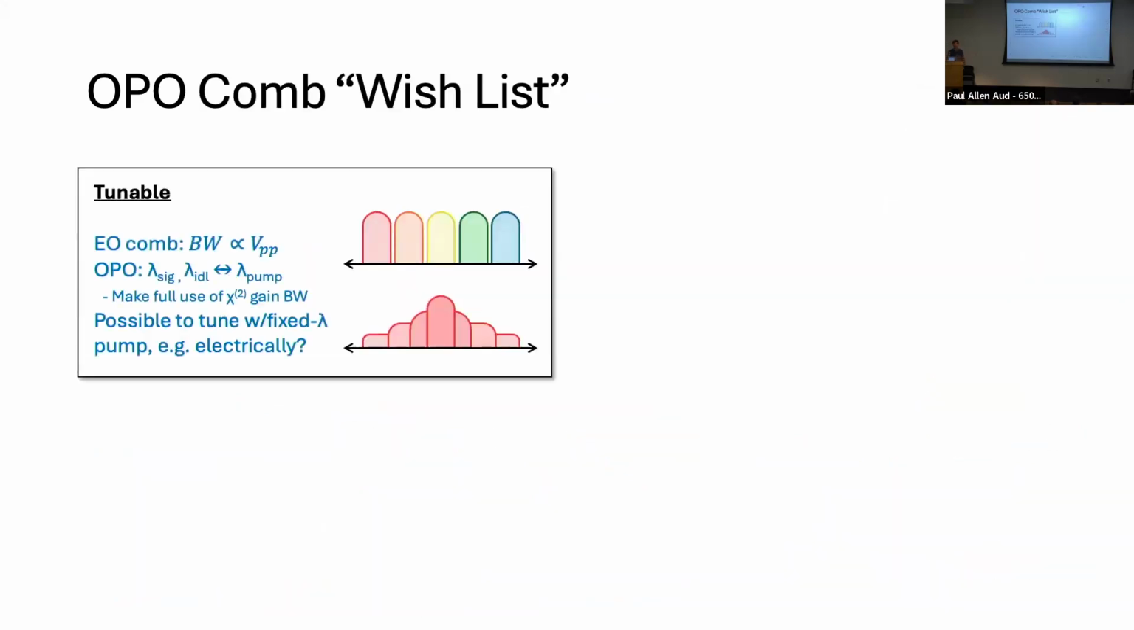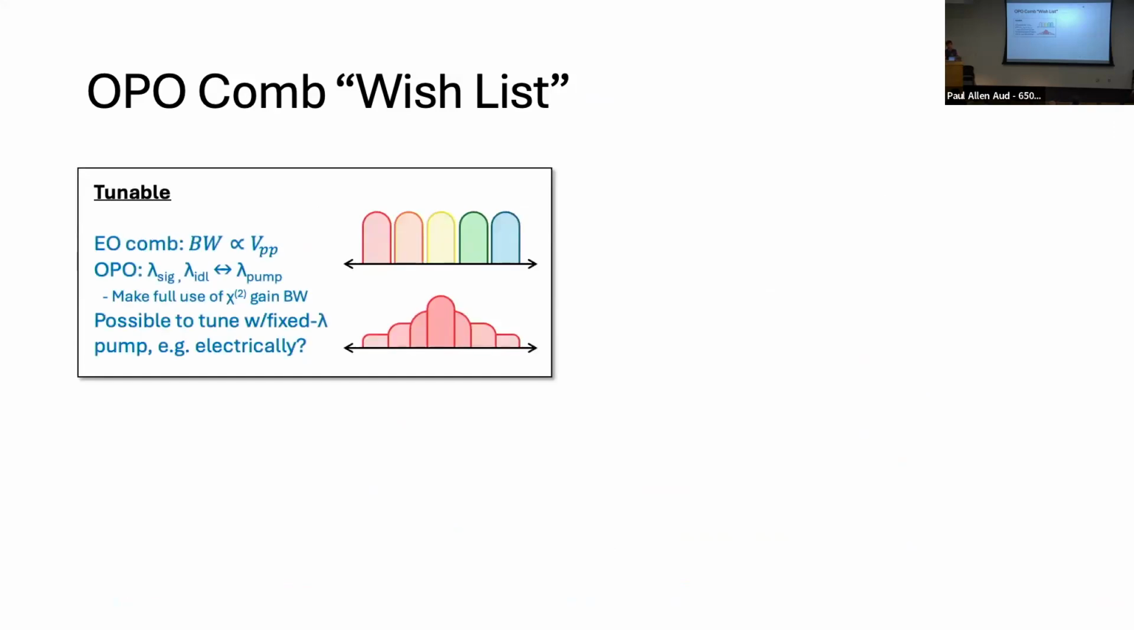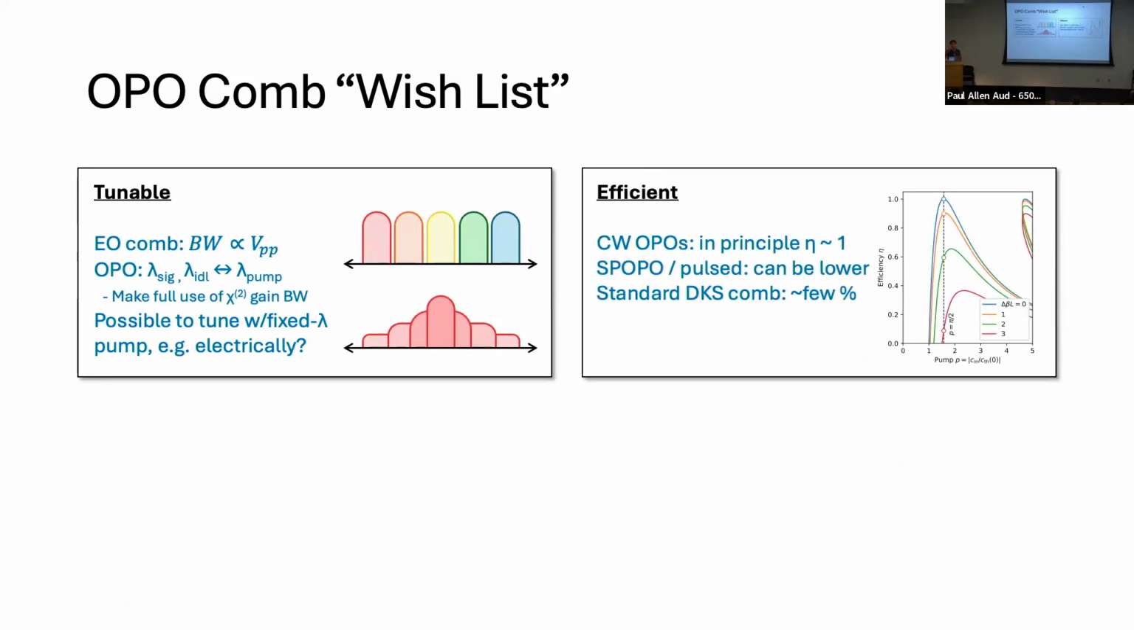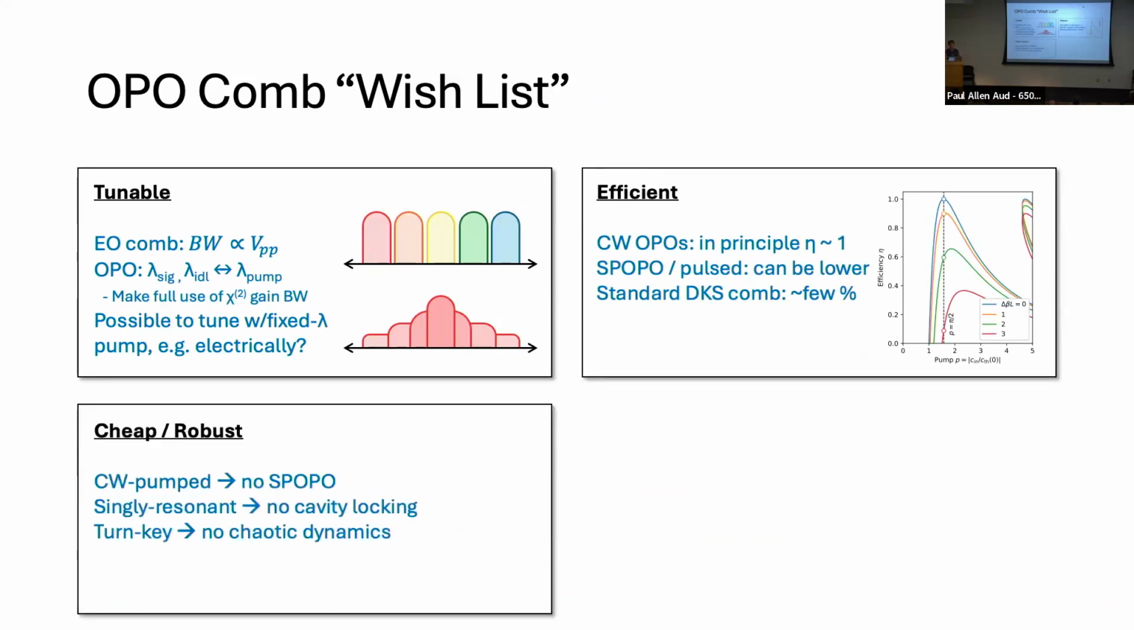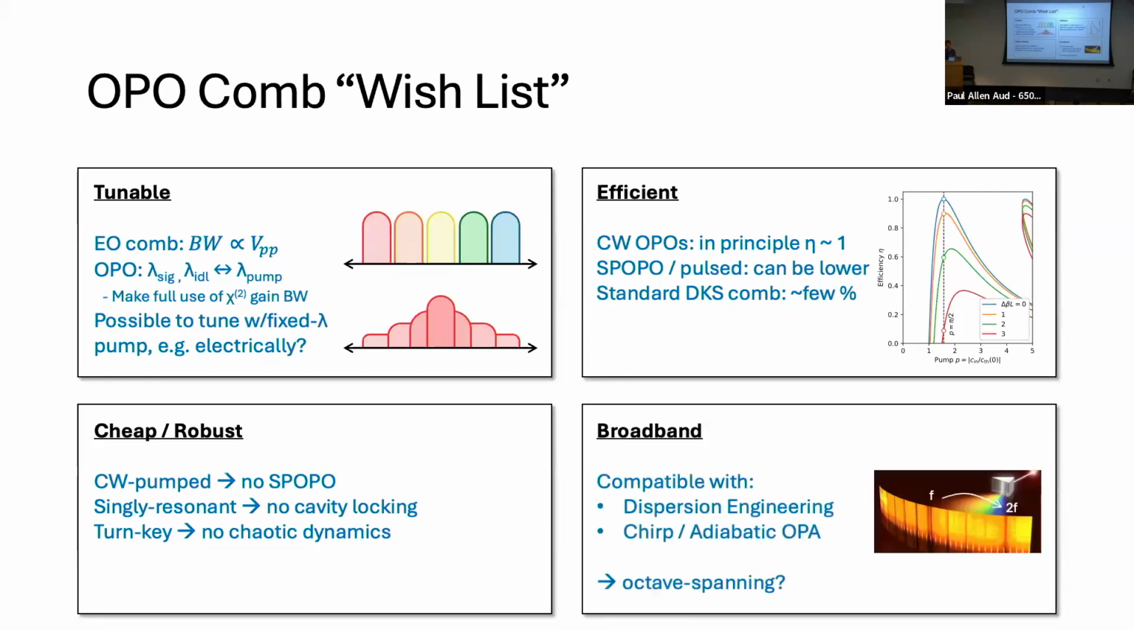Before getting into our work, let's review a wish list of properties we'd like from an OPO comb. These include tunability, both in the bandwidth and the center frequency, ideally over a wide range, and high efficiency, which is possible in CW OPOs, but by no means guaranteed in a comb. It should also be cheap and robust, which ideally means it should be CW pumped. It should be singly resonant and have turnkey dynamics. And finally, it should be broadband, with a goal of being in principle capable of scanning an octave, possibly through the use of chirped QPM, like what Noah talked about earlier.